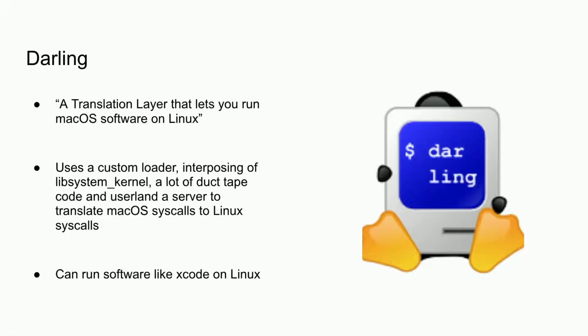If you don't know what Darling is, as their website says, it is a translation layer that lets you run macOS software on Linux. The layman's term for this is that it is Wine for macOS apps, right? And it's pretty cool. They've got a whole custom loader. They're doing everything through interposing at libsystem and a lot of duct tape. They have a userland server to translate some of the macOS syscalls and simulate what Mach does, right? And you can actually run reasonably complex software on Linux, like Xcode, through Darling.